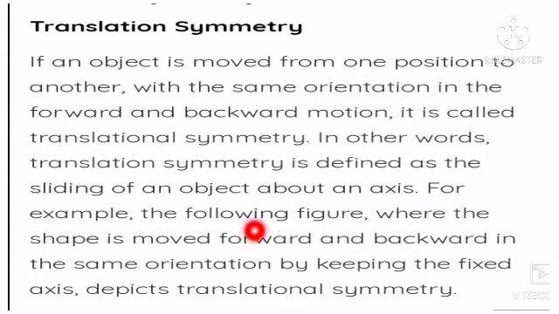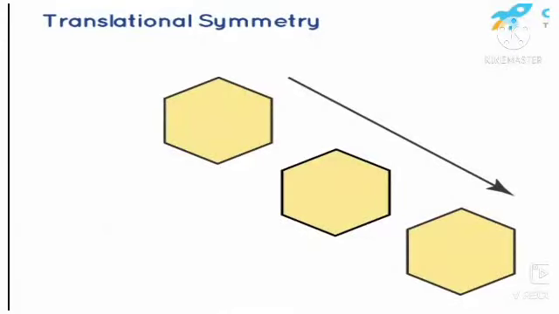For example, the following figure where the shape is moved forward and backward in the same orientation by keeping the fixed axis depicts translational symmetry. This is the example of translational symmetry. Here the shape hexagon slides from one place to another.